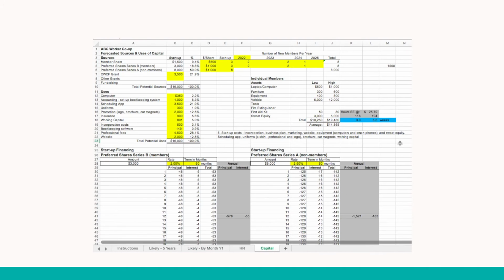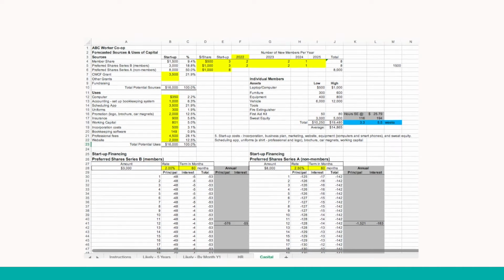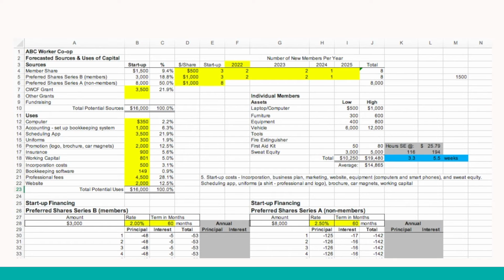Now, let's look at the capitalization worksheet. So this is the startup capital that you need for your worker co-op enterprise to launch. So we've got sources of capital and we've got uses of capital. Start with the uses. What are the different things that you need in terms of purchase of equipment or software or marketing materials or hiring a lawyer or doing an incorporation? What are the starting costs that you need to start your worker co-op?